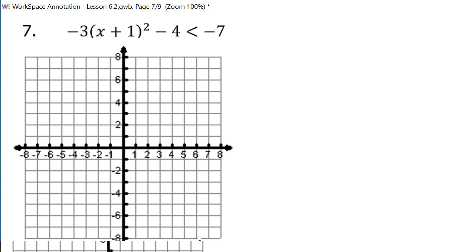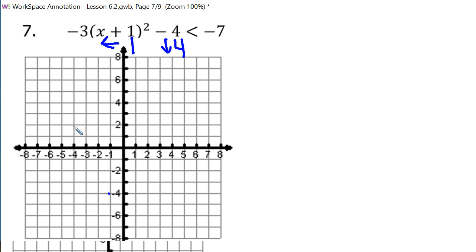Number 7, what does the negative up front make it do? Reflect over the x-axis, and the 3 will make it stretch vertically by a factor of 3. What does the +1 inside the parentheses make it do? Left 1. What about the -4 at the back? Down 4. So from the origin, we need to move it left 1 and down 4.